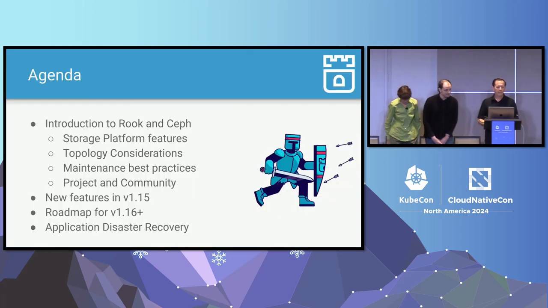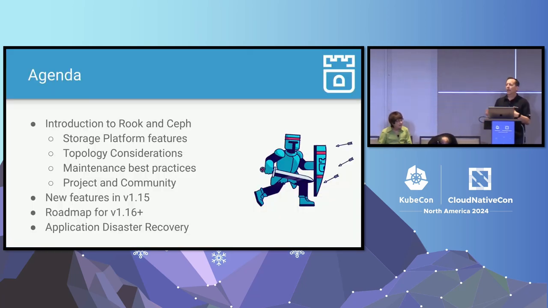All right, well, let's dive in. So today we want to go through an introduction. You know, what is Rook? What features does it have? Why would you use it for your storage platform? And get into some details, some interesting things around what you should consider in your topology when you're deploying. After you've deployed, what are some maintenance best practices? And then what does the project health and the community look like? We'll get into some new features for our latest release, 1.15, which was a couple months ago. And then our roadmap and features we're working on for our next release, 1.16. To finish it off, we'll have a nice topic by Annette on application disaster recovery.